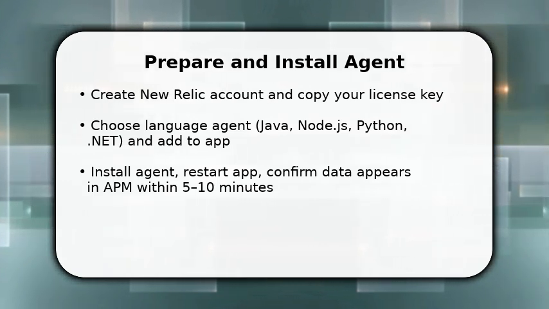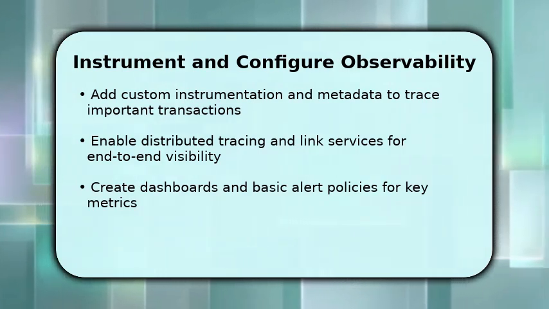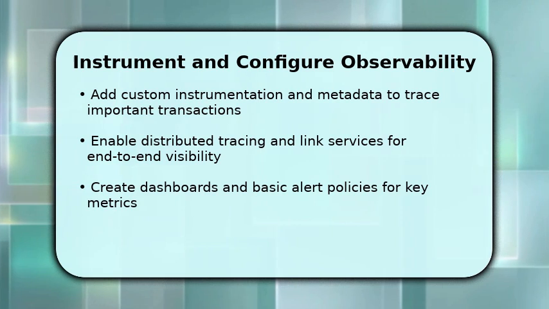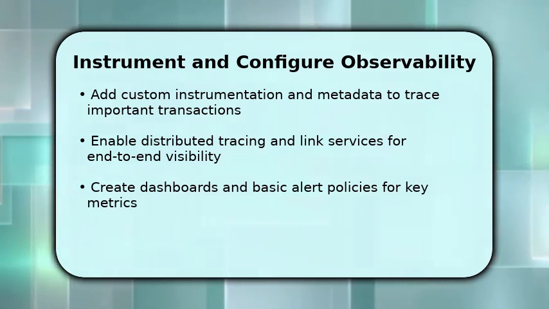Now instrument your code and services. Add custom spans or annotations for the transactions that matter. Enable distributed tracing so you can follow a request across microservices and identify latency sources.